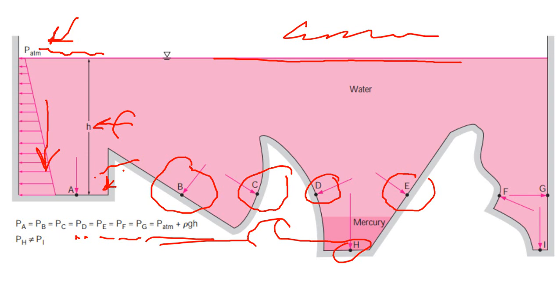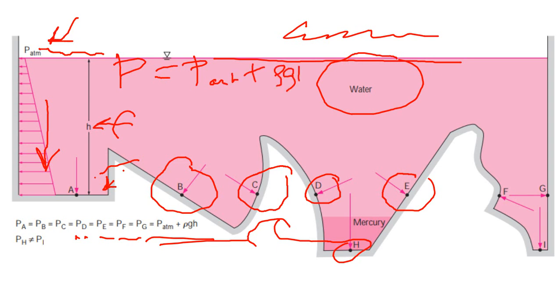And you can also see that the fluid you have in A, B, C, D, E, F, and G is water. So the fluid did not change, so the pressure will not change. And you can also see that the pressure at these points is equal to P atmosphere plus rho g h. So you have that pressure being constant for A, B, C, D, E, F, and G.